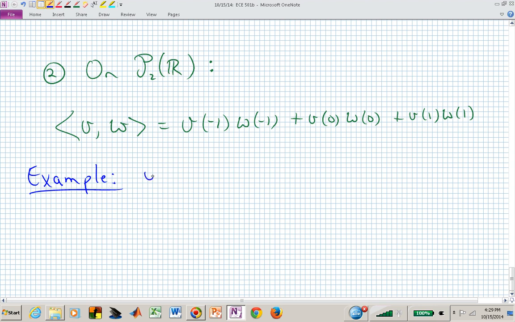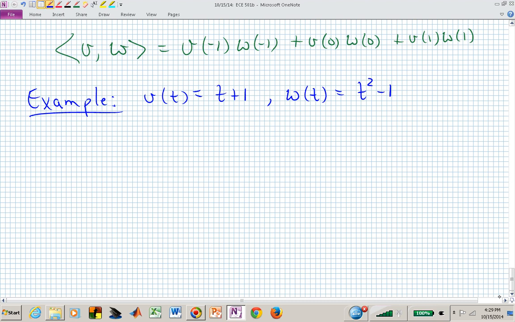Suppose that we have v of t being t plus 1. So now I've changed up x. Now my real number is parameterized by t. And the second vector, w of t, let's say is t squared minus 1. Those are both belonging to the set of second-order polynomials, which forms a vector space. And now let's just build this up.